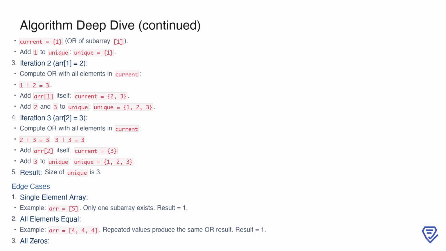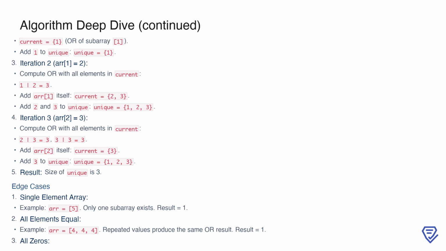In the third iteration, we process the element 3. Computing the OR of 3 with all elements in current gives 2 OR 3 equals 3 and 3 OR 3 equals 3, so no new values are added. Adding 3 as a standalone subarray results in current equals {3}. Adding this to unique leaves it unchanged as {1, 2, 3}. The size of unique, which is 3, represents the total number of distinct OR results.